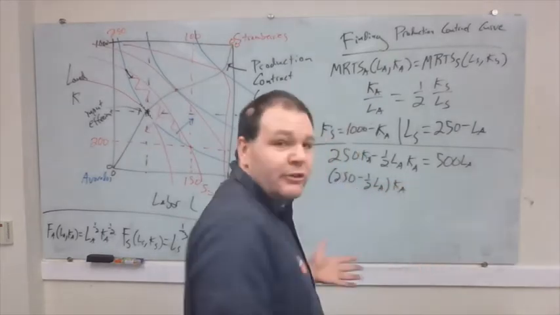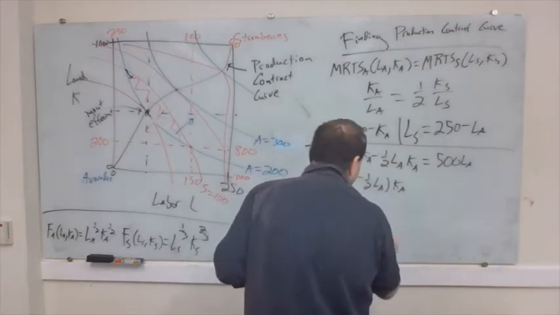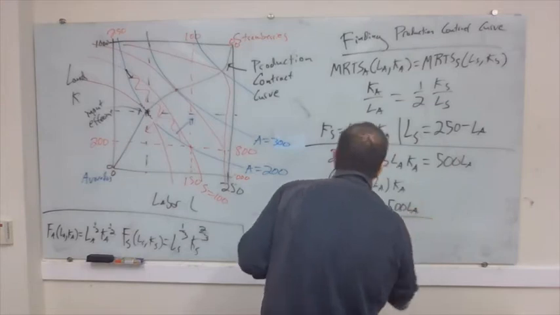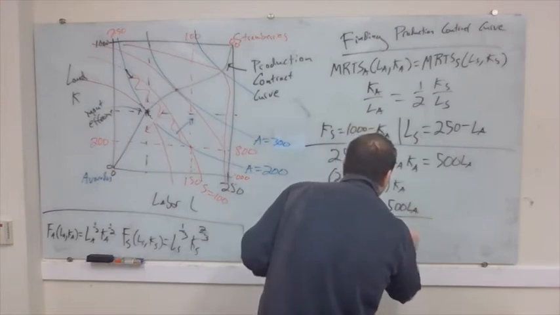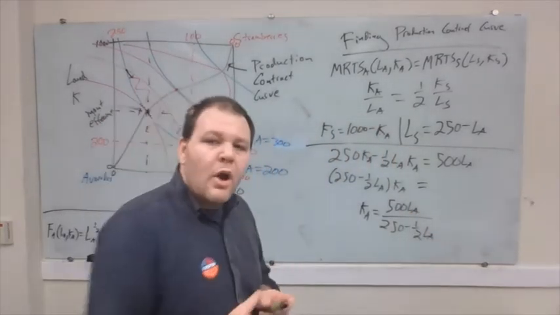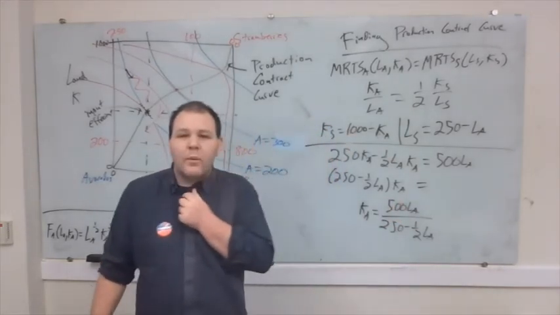So I can get my production contract curve by saying that K is going to equal 500L over 250 minus 1/2 L. Awesome. Okay, so this thing looks a little bit ugly. But let's take a minute to think about what it's telling us.